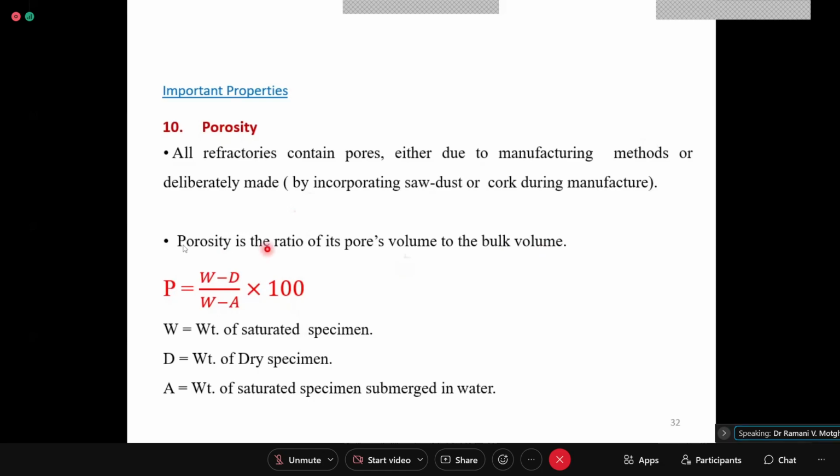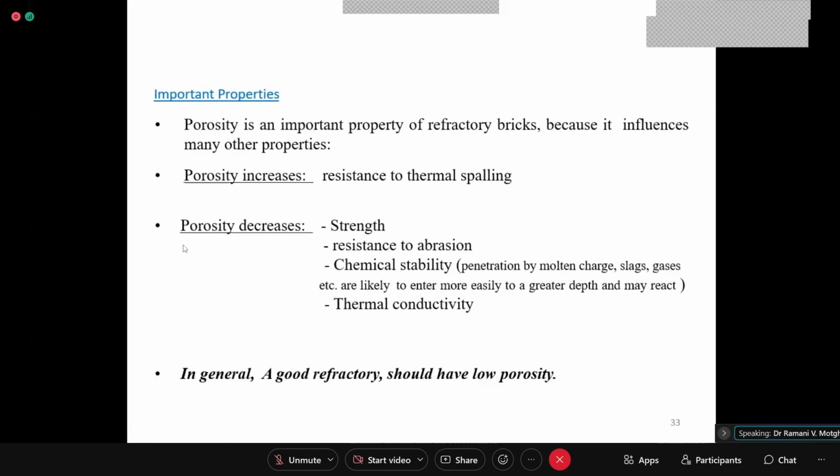Then the porosity is the ratio of its pore volume to the bulk volume. So porosity is determined as (W minus D) upon (W minus S) into 100. W is the weight of saturated specimen, D is the weight of dry specimen, and S is the weight of the specimen submerged under water. So this formula will give you the porosity of a material.